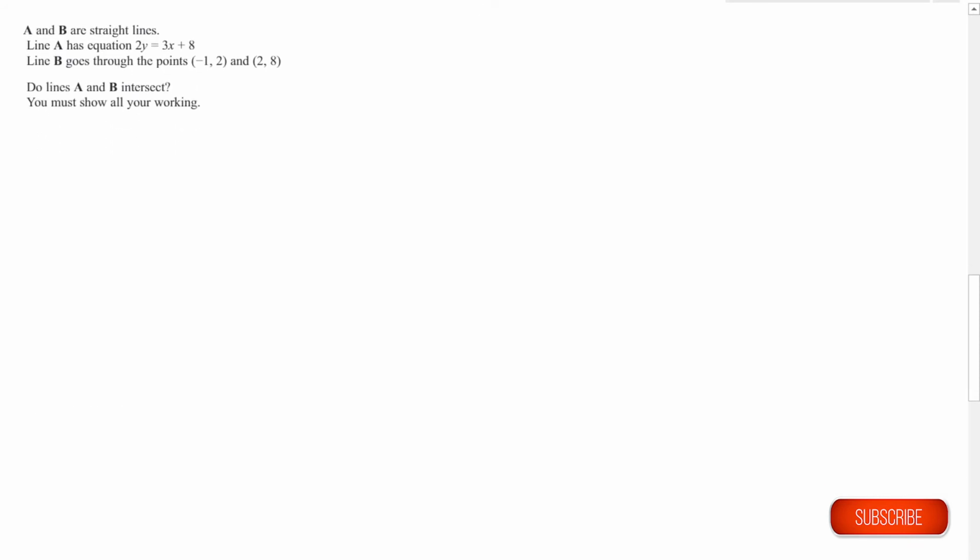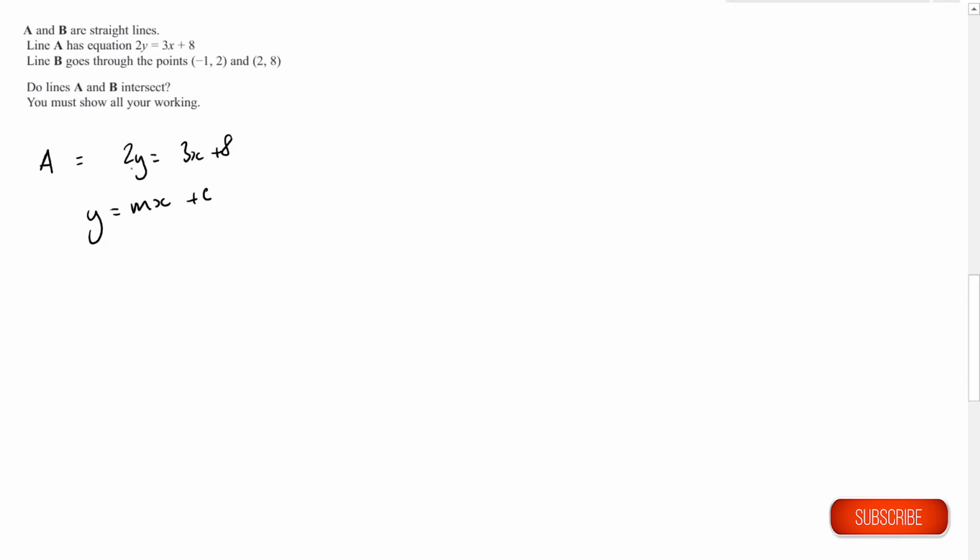Now with these questions, they can get a little bit trickier. So in this case, we're looking at 2 straight lines, A and B. We've been given the equation for line A. A has been given as 2y is equal to 3x plus 8. Now you'll notice this is not currently in the form y equals mx plus c, because we have a 2 in front. We don't have any coefficients of y if it's a straight line.